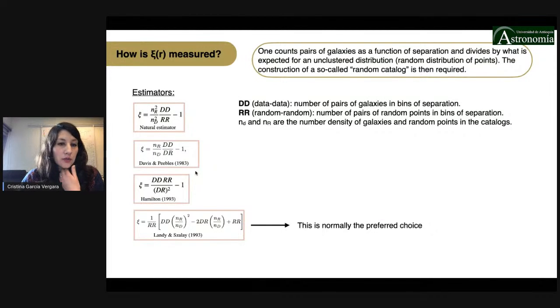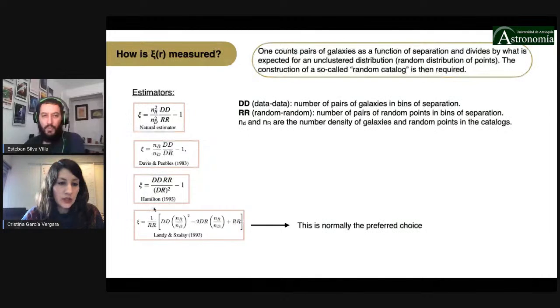You can also realize that some of the estimators have also the term DR here, which is basically the same idea, but to compute DR, you have to use your data catalog with your random catalog and count pairs between those two catalogs. But the idea is basically the same. Then the Landy-Szalay estimator is using also this DR term.